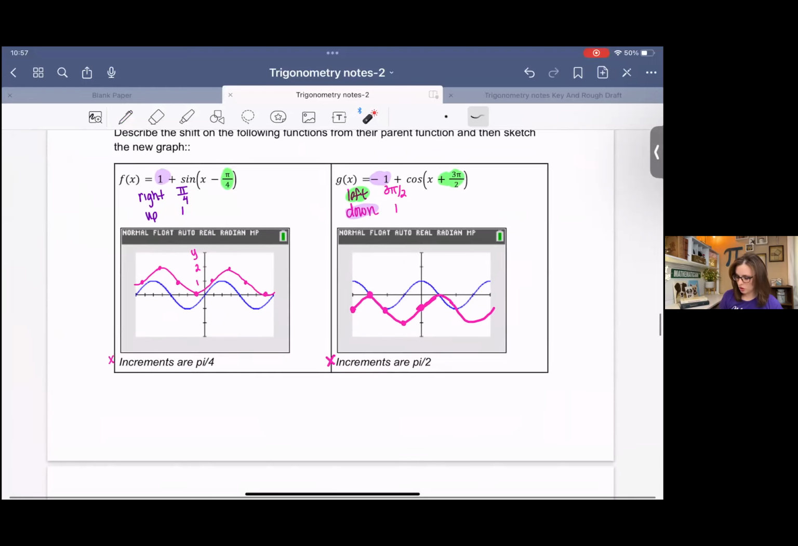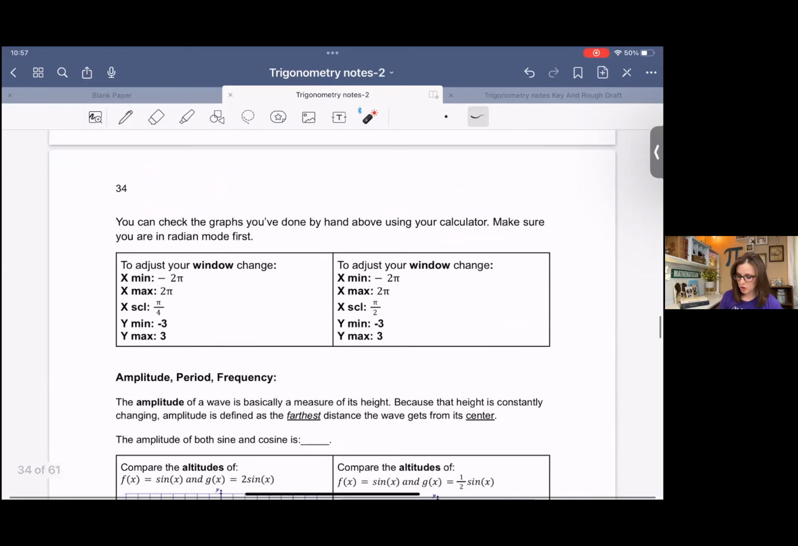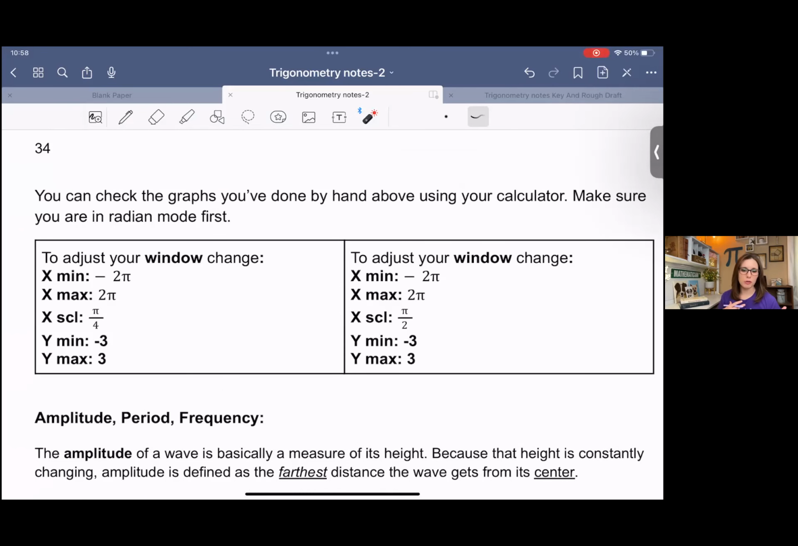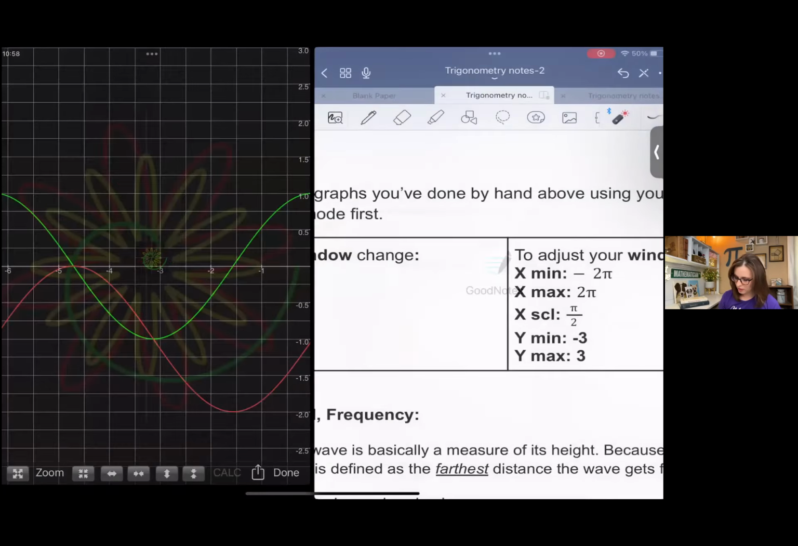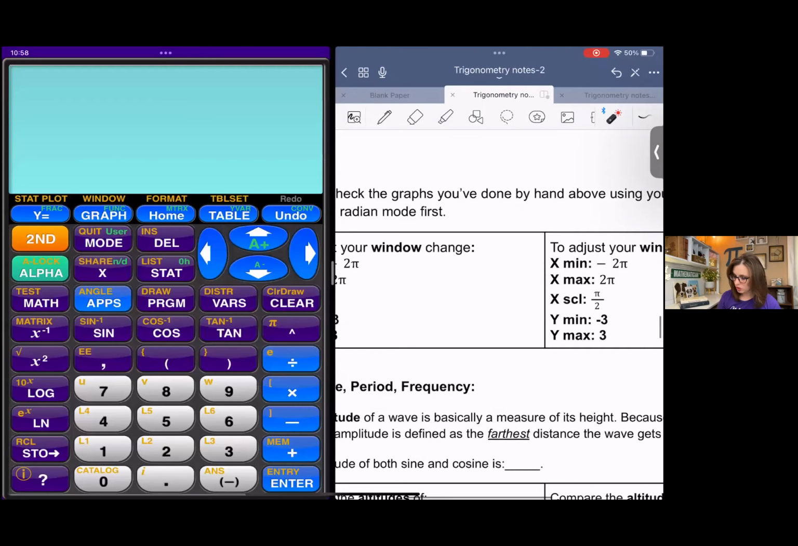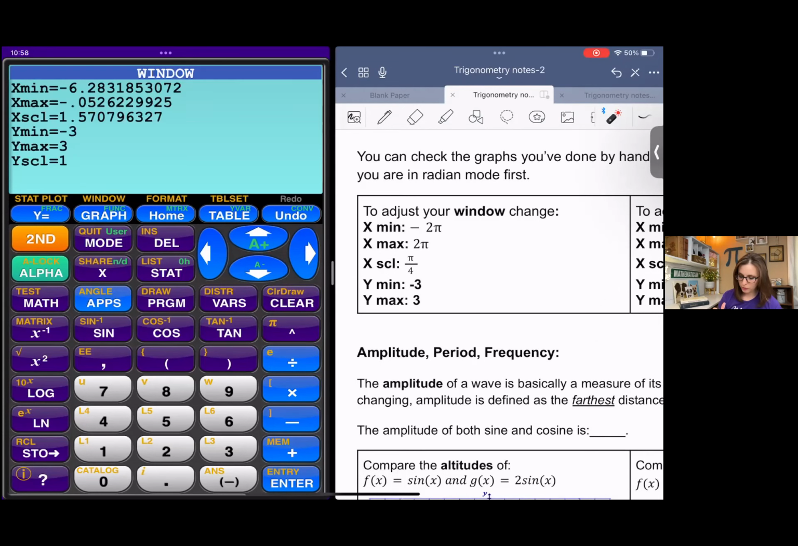And also, I mentioned that I would show you in the calculator how to set this. I mentioned that my increments were pi over 2 or pi over 4. You can do that in your calculator if you want to just do a quick check. Make sure first that you're in radian mode. Then you can go to your window, and I can pull that up for you. That is second graph. And you can type in what you want your window to be.